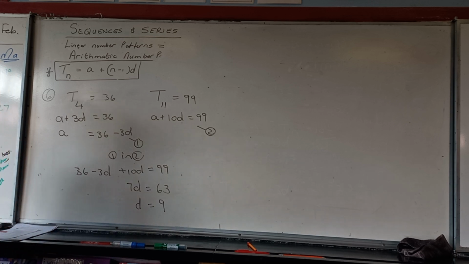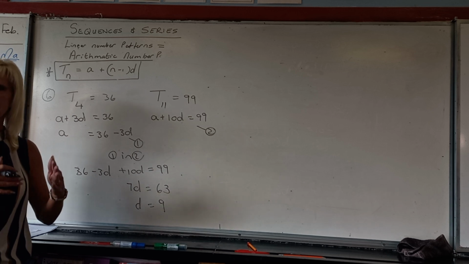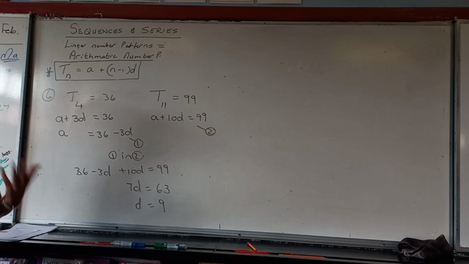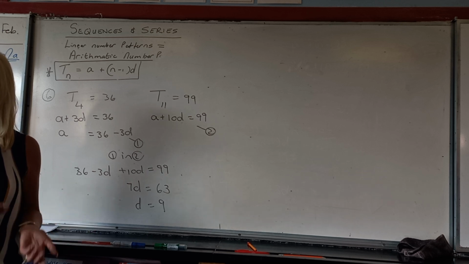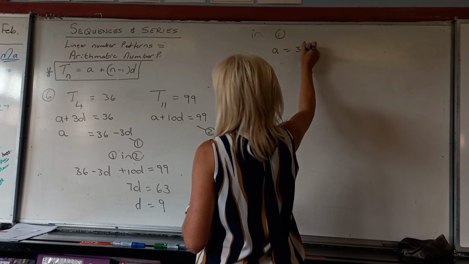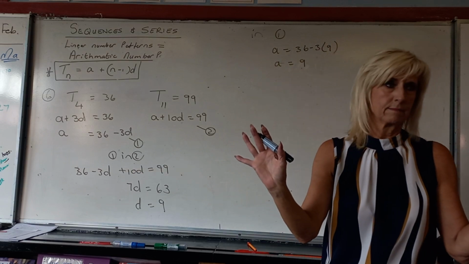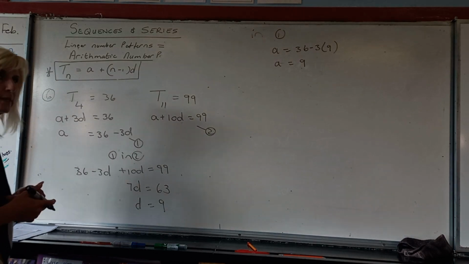So I'm still searching for A, but my question was here, find the first term and the common difference. Well, I did it backwards. I first found the common difference, but how am I going to find the first term? What is the first term? It's A. So basically they're saying find A and D. The first term A, and the common difference D. So listen to the question. So to find A, I'm going back to any which one of them, and I'm going to have A is 36 minus 3 times 9, which gives me 9 again, by accident. The question was just find the first term and the common difference, and I'm done.